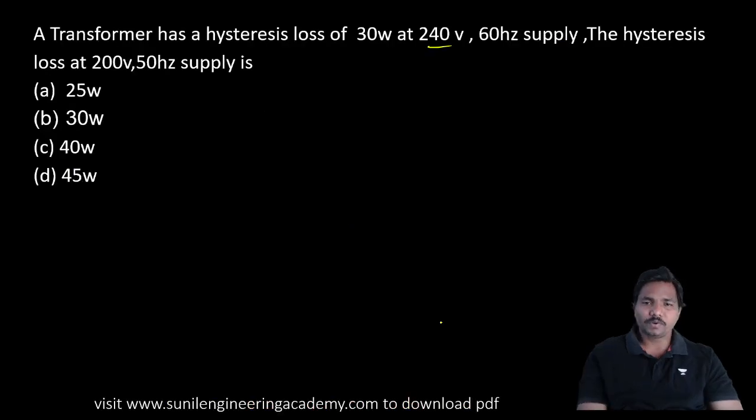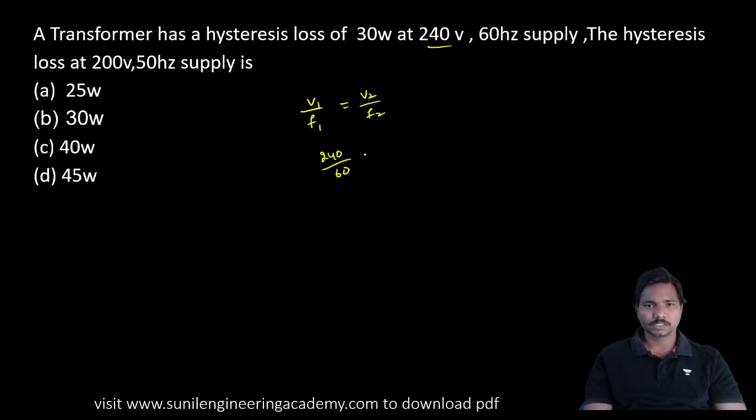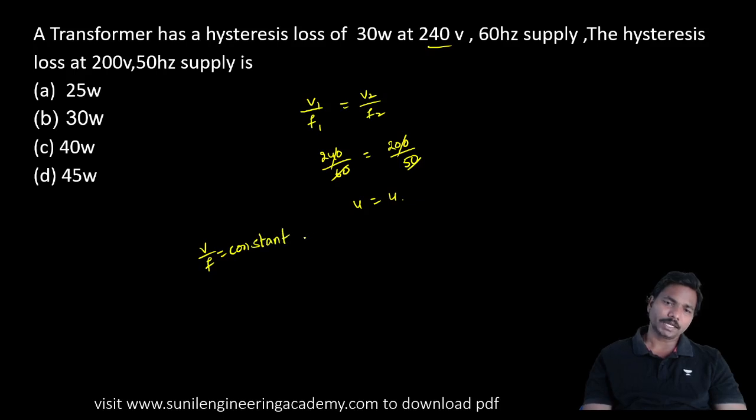First of all, we have to check whether V by F is constant or not. If V1 by F1 is equal to V2 by F2, then it is constant. So 240 by 60 is equal to 200 by 50. You will get 4 here, and here also 4. So B max is constant. V by F is equal to constant means B max is constant, students. Just to understand, I am giving all these steps. In the examination, no need to write all these.